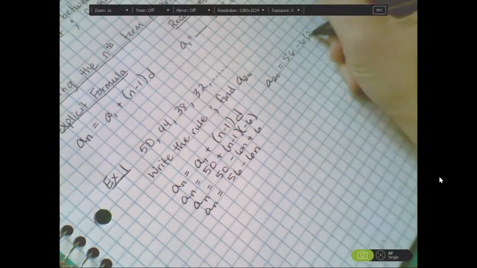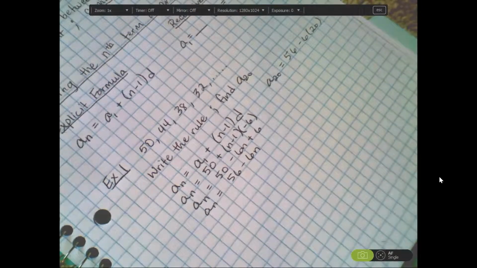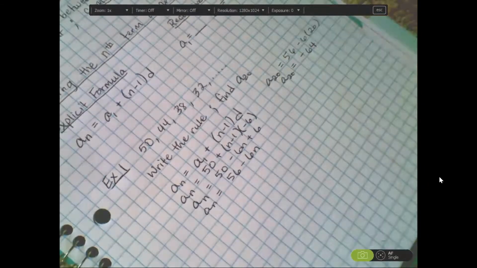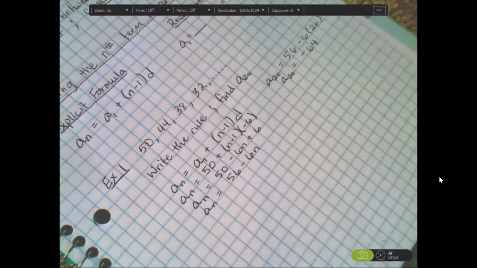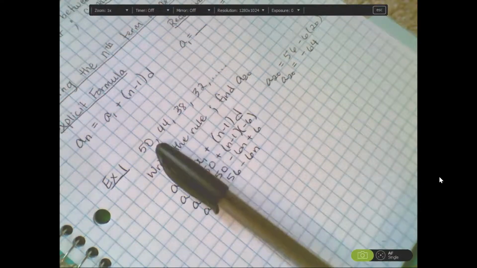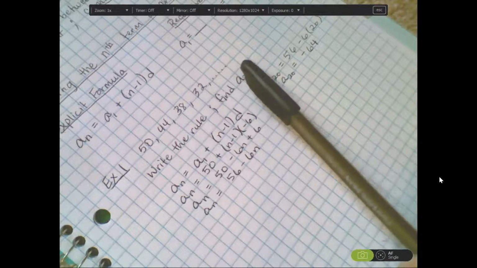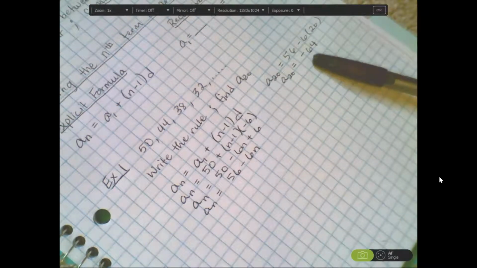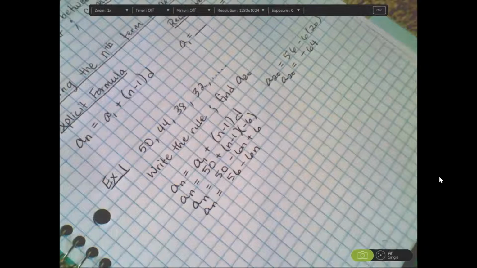So -6 times 20. And if we work this out, I think we get -64. So we have to think about, does that make sense? Does it make sense to think that the 20th term is going to be negative 64? Well, that should make sense to you because we're subtracting 6 every single time. So eventually, if we keep subtracting 6, we're going to go into the negative values. And then we're just going to keep getting more and more negative. So it makes sense that this is going to end up being a negative number, right? Because eventually down the line, you're going to keep subtracting until you get to those negatives.